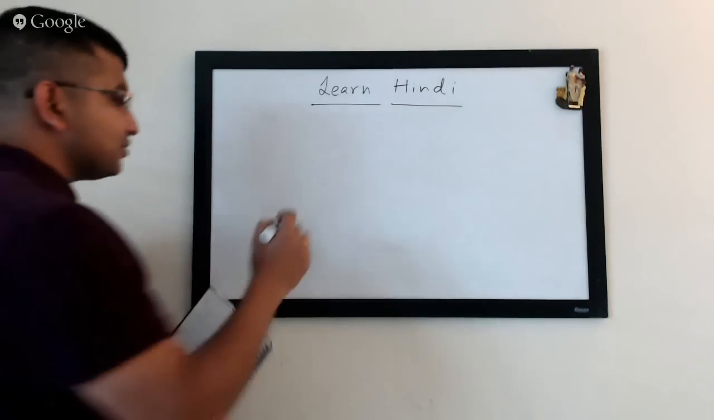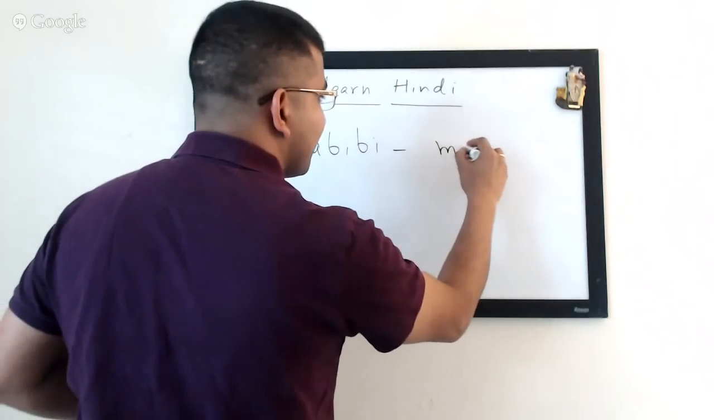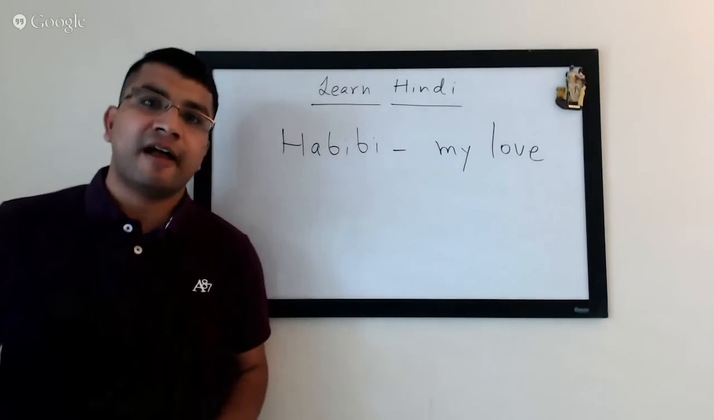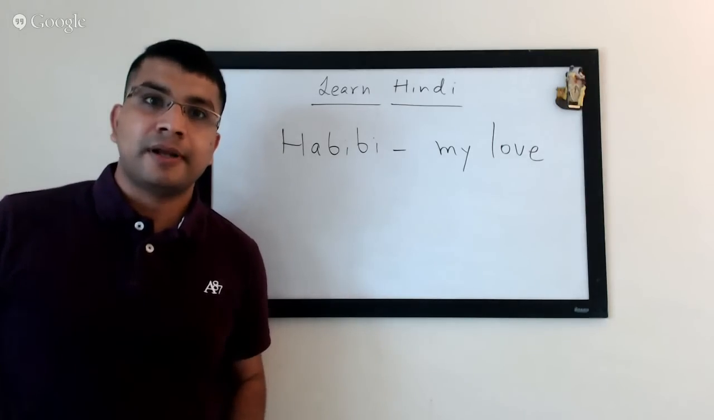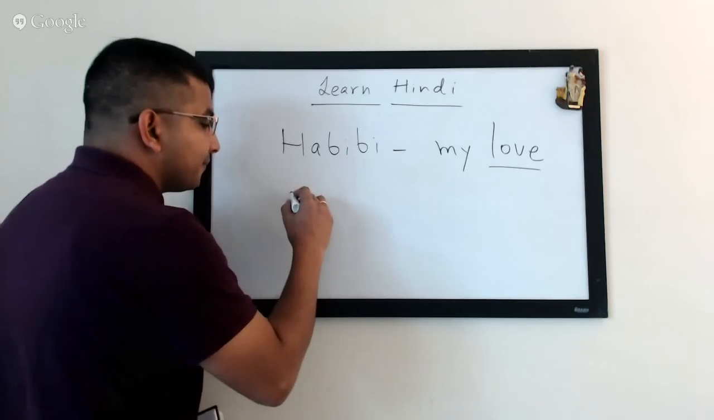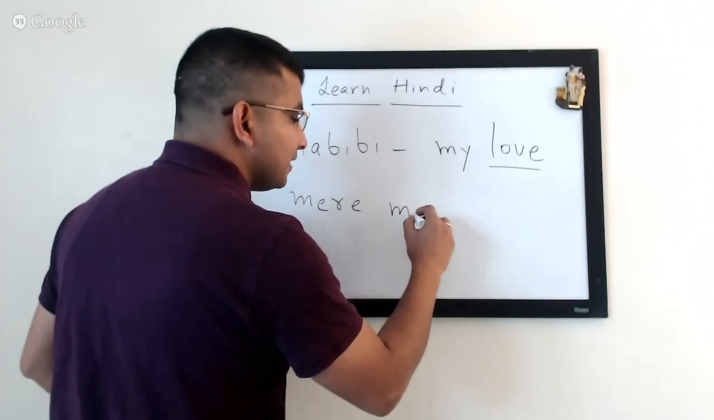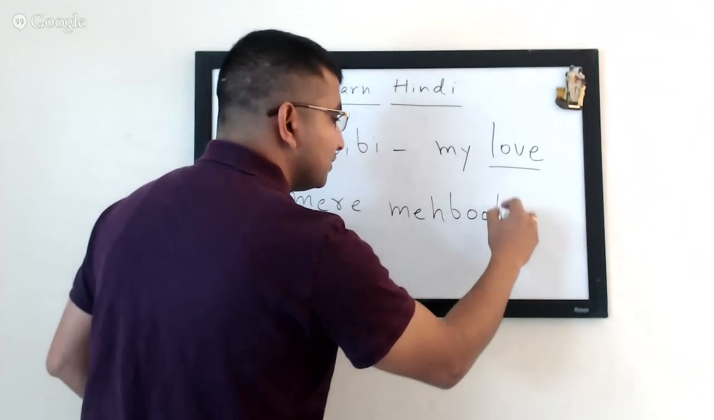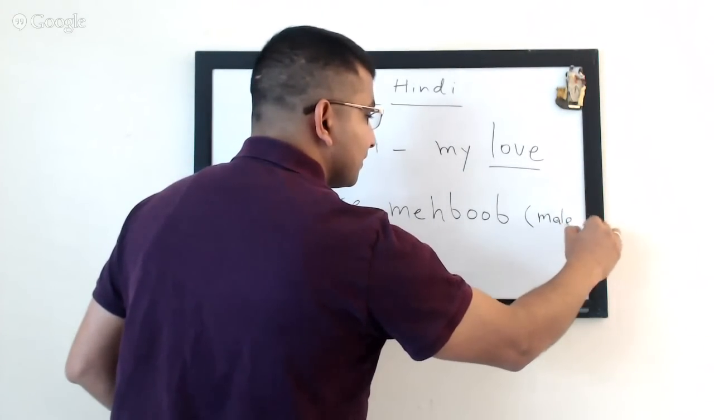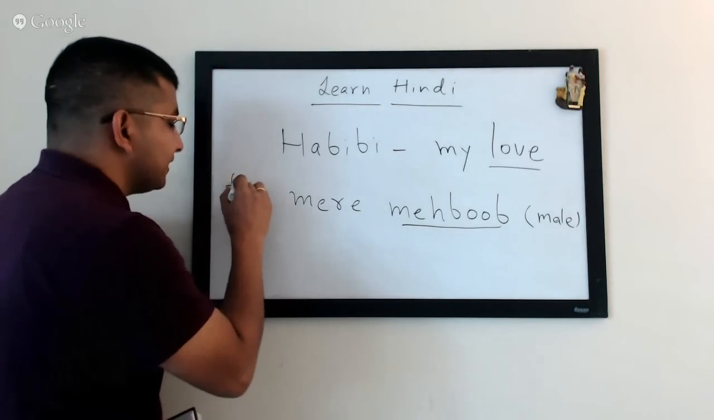So the first thing which the song is about is Habibi, which is my love. And how would you say that in Hindi, both for a male or a female? There are many ways to say that, but I'll just take one of them. So let's say a female is saying it. She will say mere mehboob. And this is basically for a male. Mehboob is referring to a male, and this is when a female is saying it.